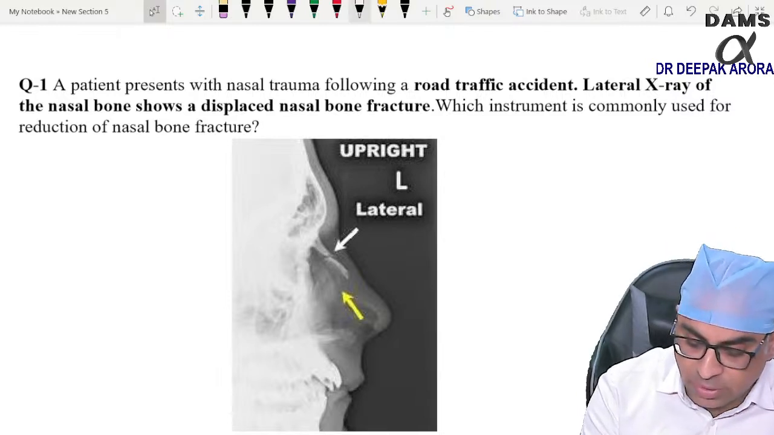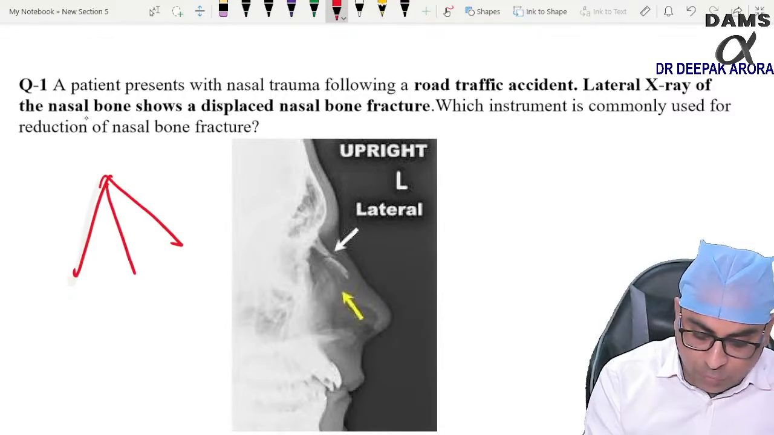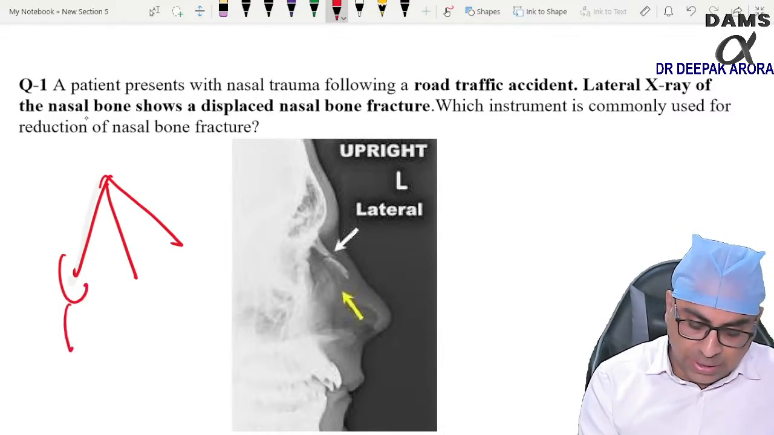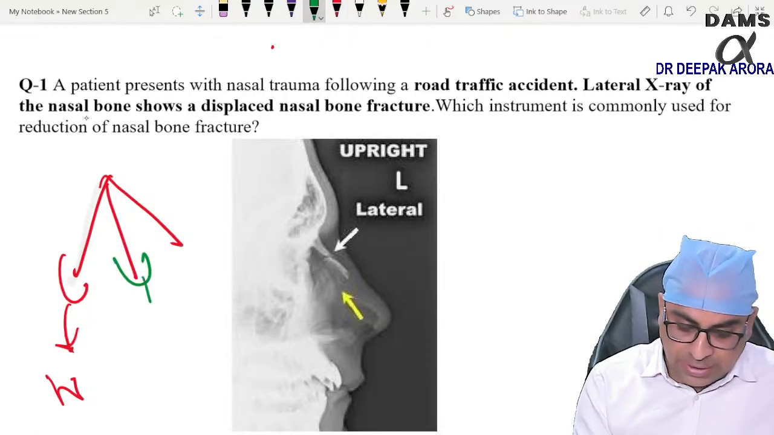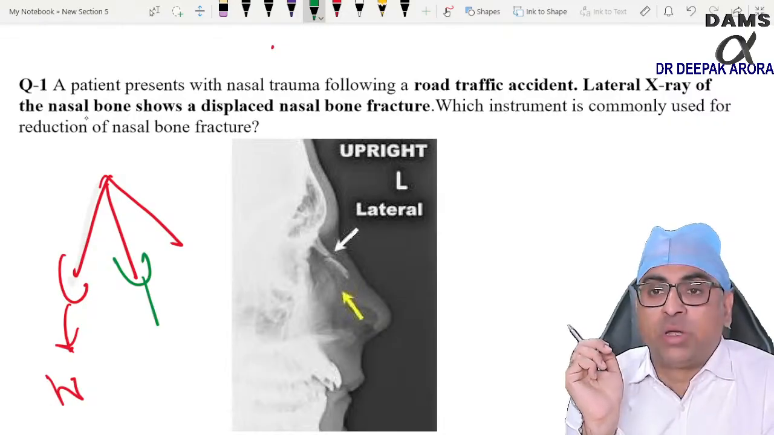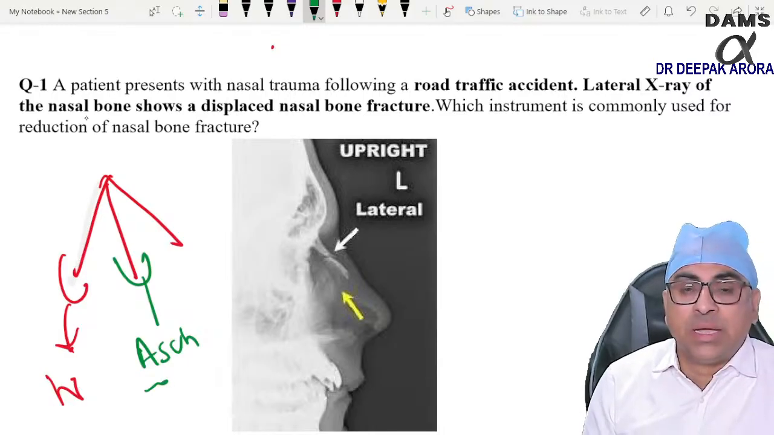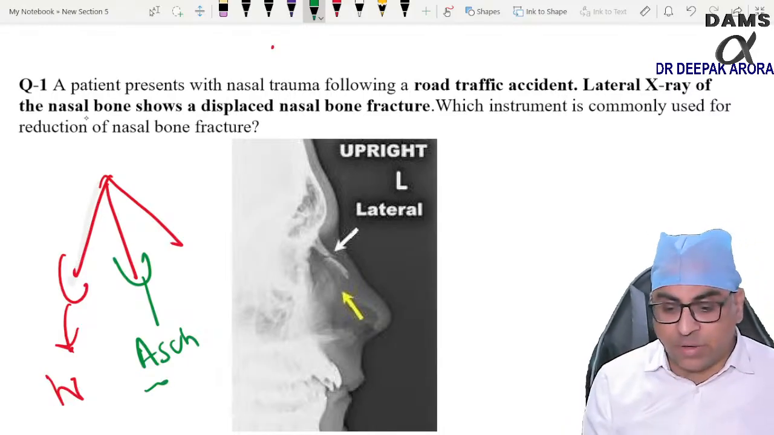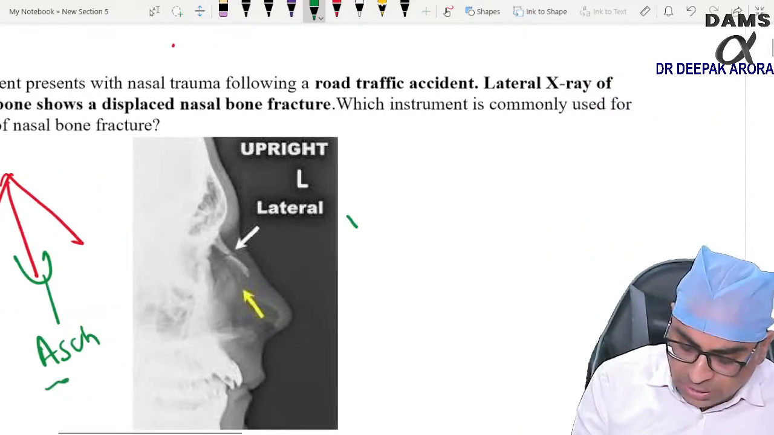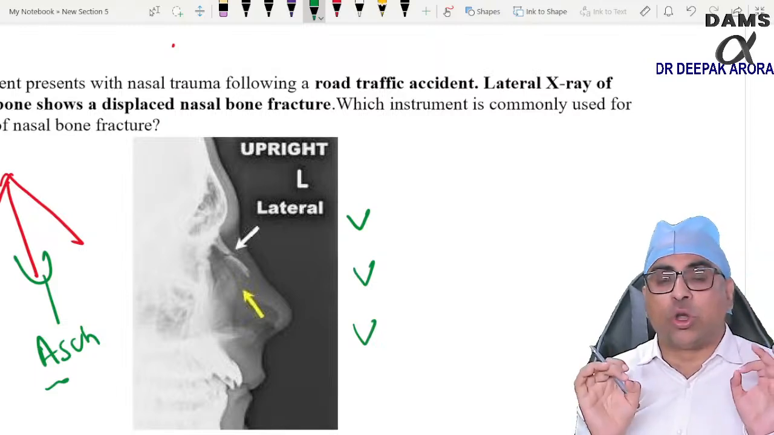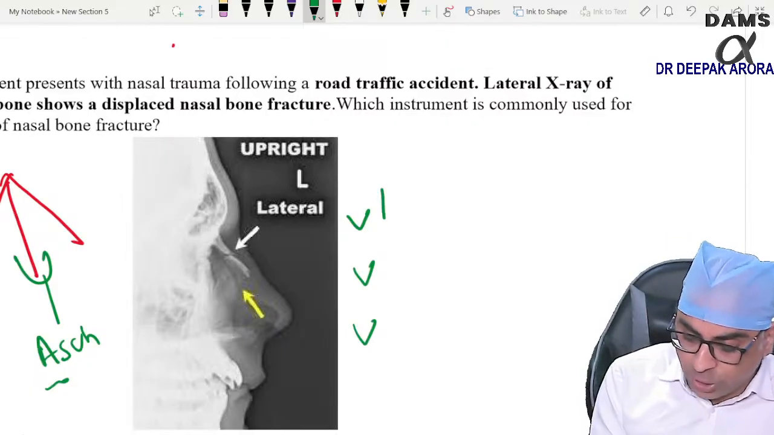In the classroom, the concept we have learned: if I want to reduce the lateral wall, I'll be using Walsham forceps, and if I want to reduce the septal cartilage, I'll be going for which forceps, beta? Asch forceps. This is something we have learned in the classroom. What is the important concept of nasal fracture? The three important concepts should be on your tips. One, facial fracture: because edema is there, we have to reduce immediately.